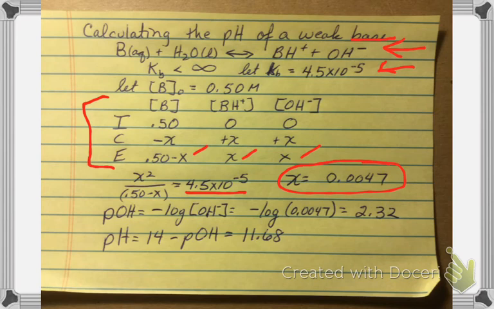0.0047. Now x is actually the equilibrium concentration of OH minus, so you can calculate the pOH. If you calculate the pOH, it's 2.32, being minus the log of the OH minus concentration, and pH is 14 minus pOH, so pH is 11.68. So now we can calculate the pHs of both strong acids and bases and weak acids and bases.